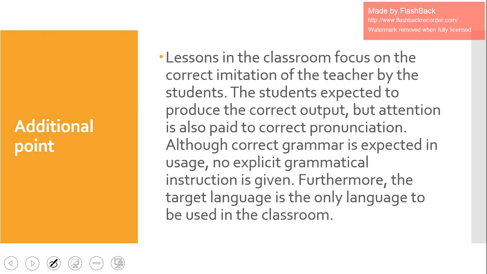Next we have additional points. Lessons in the classroom focus on the correct imitation of the teacher. First of all, we know that students are going to imitate the teacher, so their imitation should be correct, with correct pronunciation and correct words. The students are expected to produce the correct output, but attention is also paid to correct pronunciation. Correct output means the sentence should be correct, and the pronunciation of the sentence should also be correct. Although correct grammar is expected in usage, no explicit grammar instruction is given.